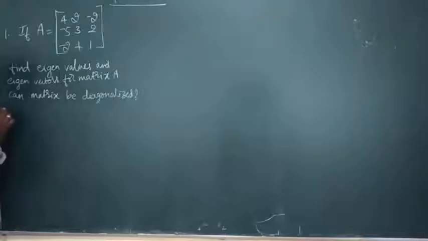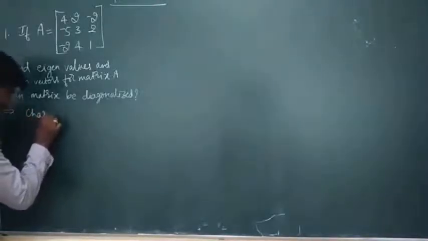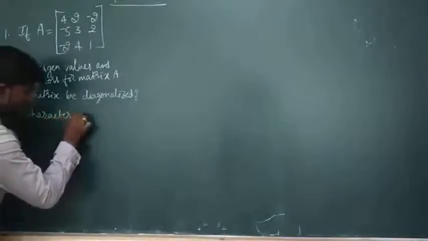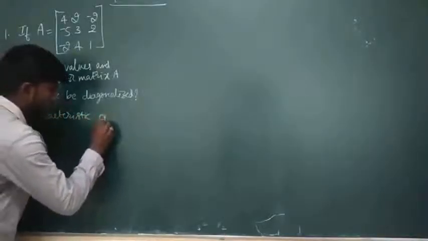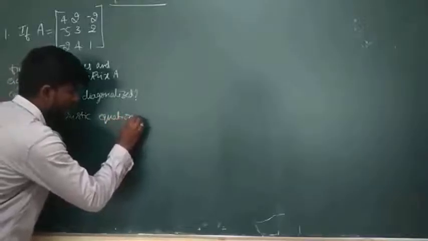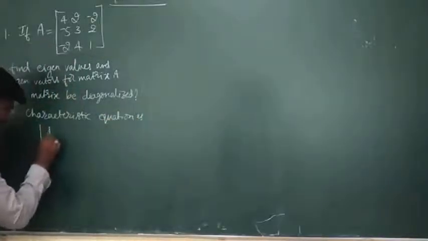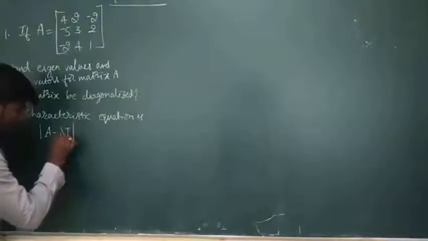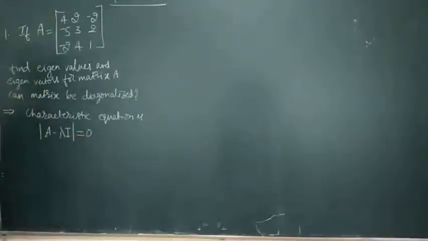First, we find the eigenvalues. To find the eigenvalues, we use the characteristic equation. The characteristic equation is given by the determinant of A minus lambda I equals 0. This is the characteristic equation. Okay, apply this characteristic equation to this matrix.